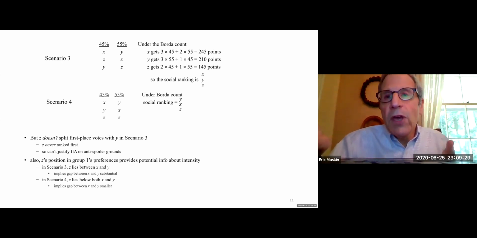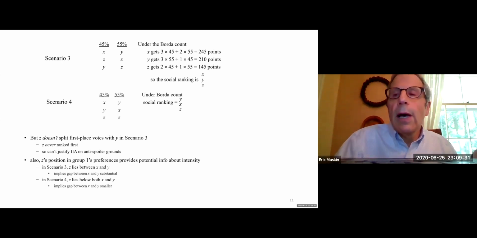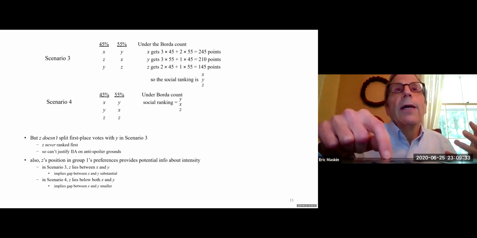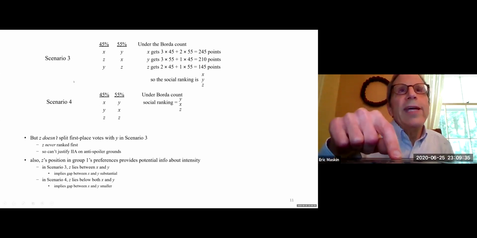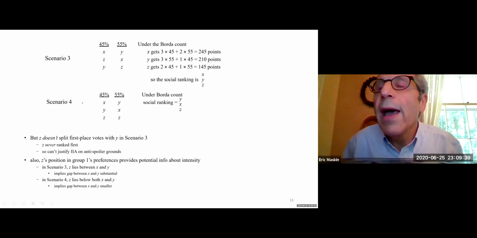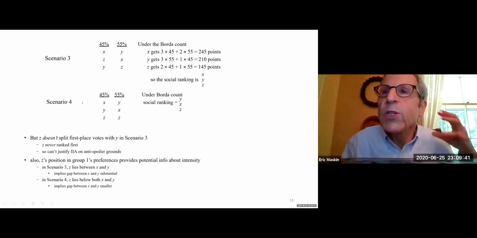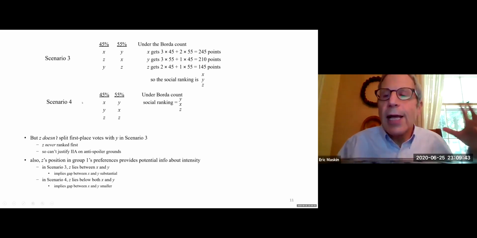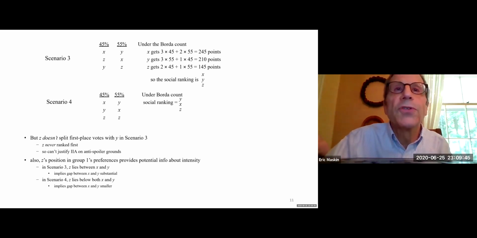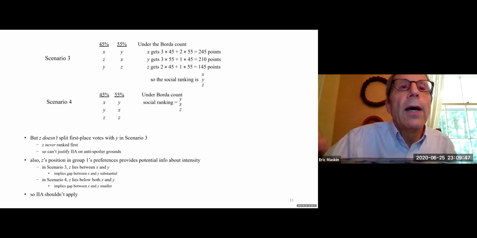And if you accept those statements, then we oughtn't to treat scenario 3 and scenario 4 the same way, which IIA would insist that we must. So that's an argument against IIA.